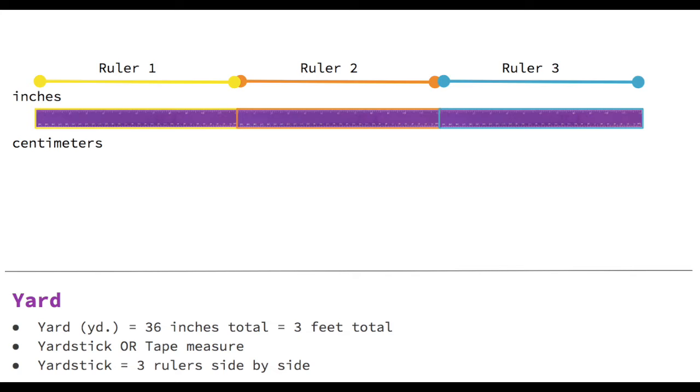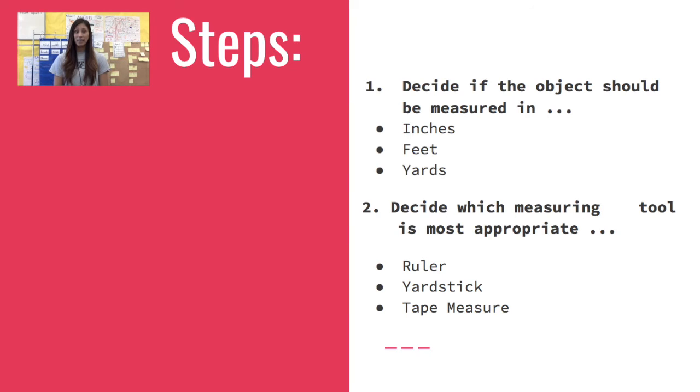To complete today's lesson, there are some steps for you to follow. Step 1 is to decide if the object should be measured in inches, feet, or yards, and step 2 is to decide which measuring tool would be most appropriate to use. So choosing between a ruler, a yardstick, or a tape measure.